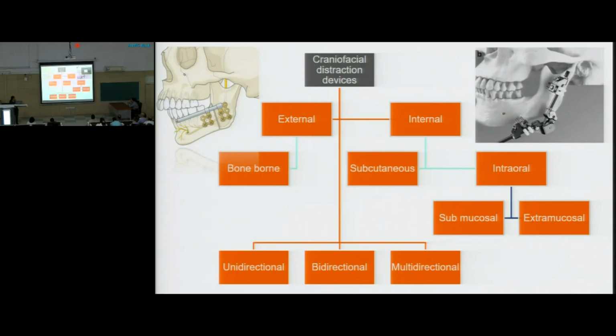And then a brief about the distraction devices which are available in the craniofacial, maxillofacial area. It can be an external or an internal distractor. External are bone-borne distractors, and the internal distractor can be subcutaneous or intraoral. And intraoral, it can be submucosal or extramucosal. And the distraction can be unidirectional, bidirectional, multidirectional. Unidirectional distractors give growth only in one direction, either vertical lengthening of the ramus, or the body can be lengthened horizontally. It can be bidirectional, where both vertical and horizontal components are addressed, and multidirectional, where we need three-dimensional movement or three-dimensional growth of the mandible. That can happen with the multidirectional distractors.